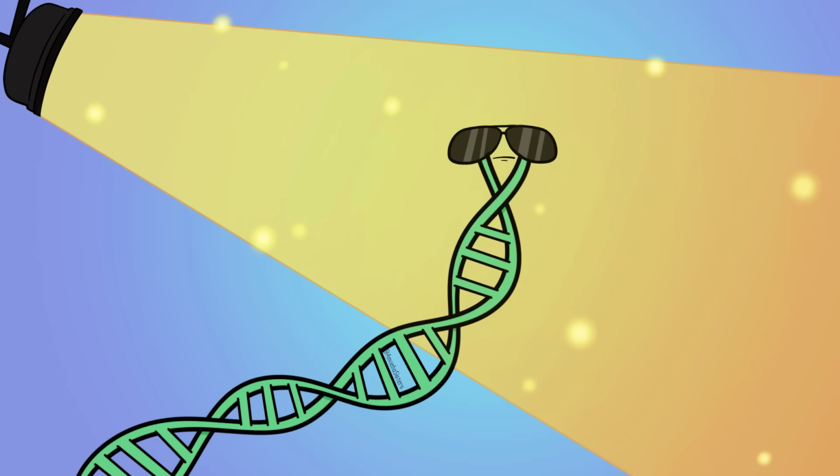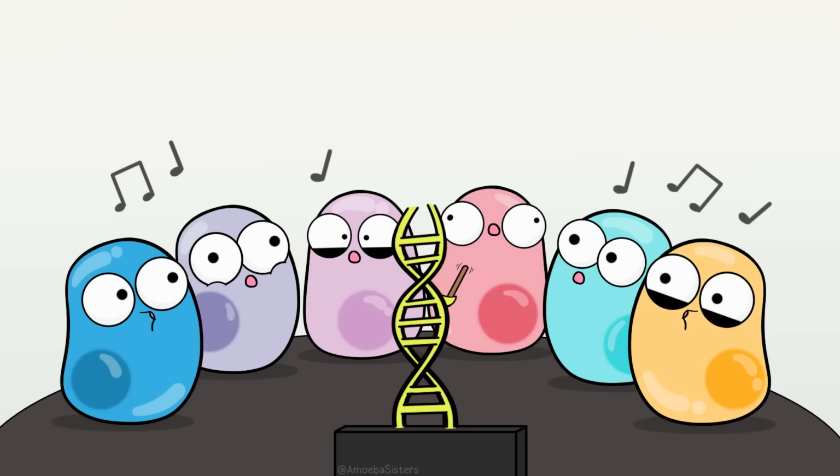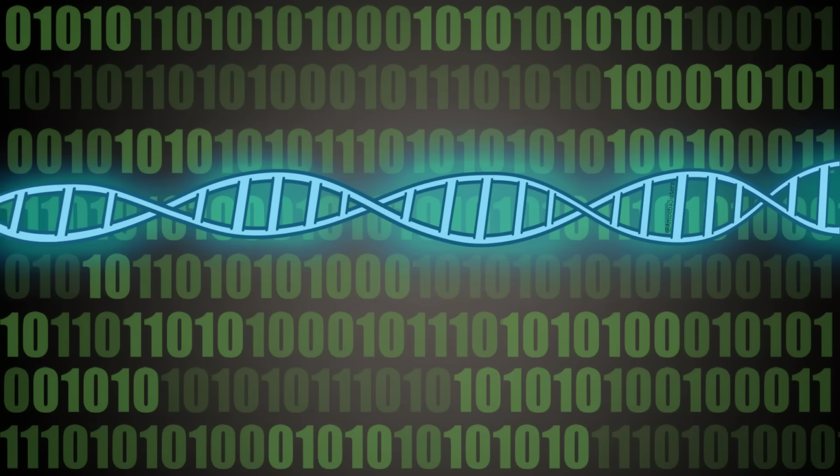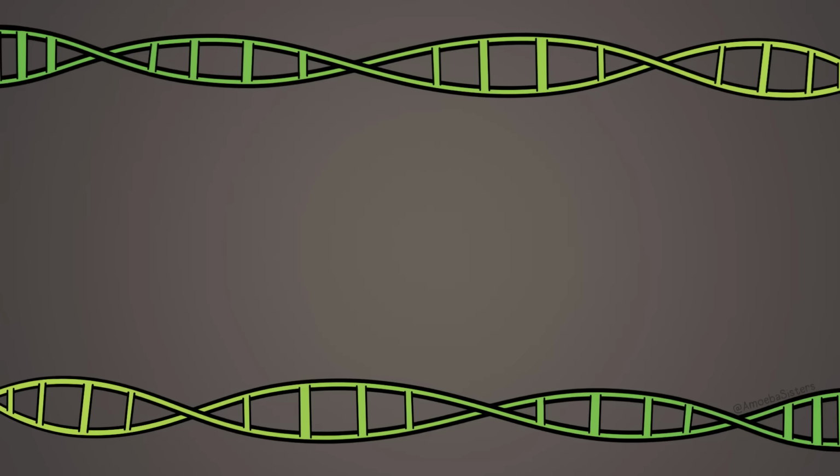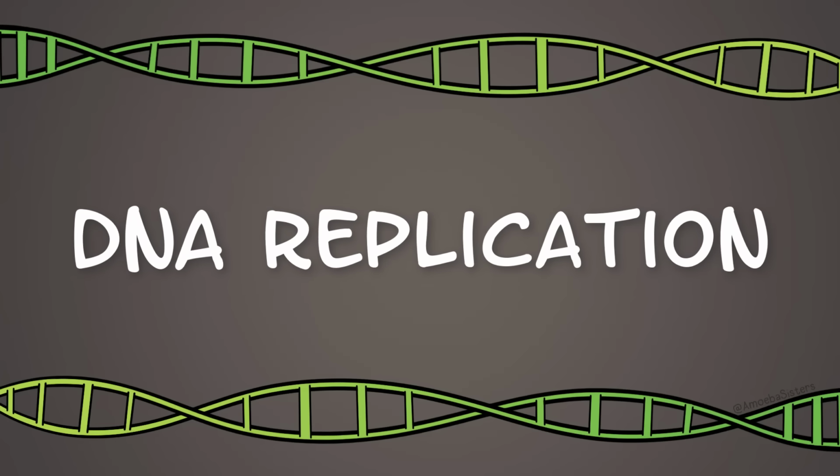DNA. We talk about it so much. It's the ultimate director for cells, and it codes for your traits. With a molecule that has a function like that, it makes sense that when you make another cell, like in cell division, you would also need to get more DNA into the new daughter cell. And that introduces our topic of DNA replication, which means making more DNA.